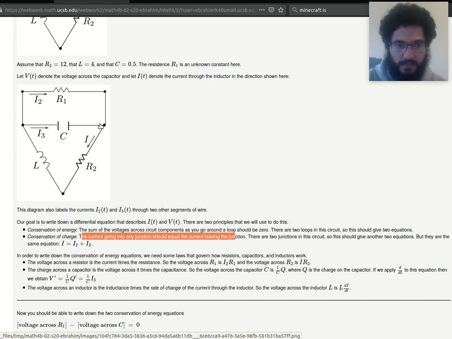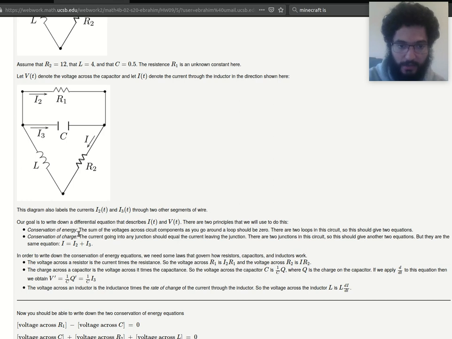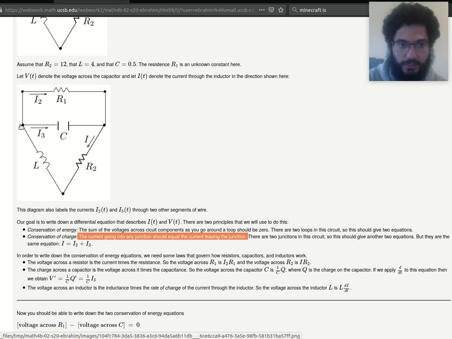There are 2 junctions here. The junctions are like a wire coming in and meeting more than one wire segment. So there are 2 junctions, this one and this one. And if you write down that equation, that the current going in equals the current leaving, then you get an equation for this junction and an equation for this junction. But when you look at it, you find they're actually the same equation. You get this equation.